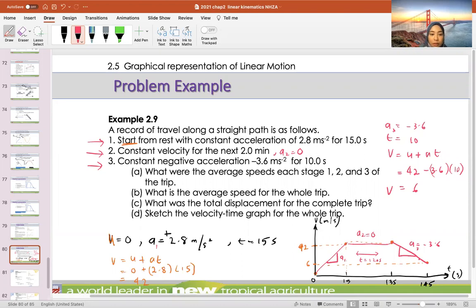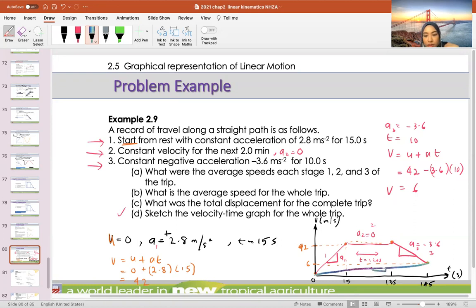motion. So now it's asking what were the average speeds at each stage, 1, 2, and 3? What is the average speed for the whole trip? What was the total displacement for the complete trip? Sketch the velocity time graph. So we already did this one, kita sketch. But now they want to know what is the average speed dekat sini, nombor 1, nombor 2, nombor 3. Average speed for the whole trip, maksudnya daripada final to initial, daripada sini ke sini, what is the gradient?